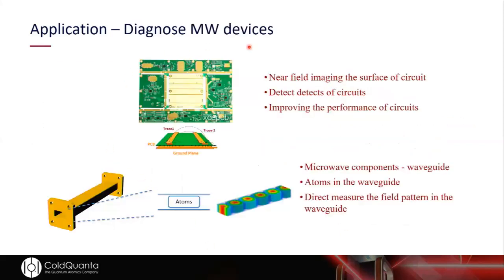Near field measurement is promising for many applications, for example, high frequency circuit design. One could measure the near field pattern of a high frequency circuit to see if there's any defect in the design or manufacturing process. Another example is that the atomic sensor could also be used to calibrate microwave components, for example, a waveguide like this. One could put atoms or vapor cells inside the waveguide and directly measure the field pattern to see if the waveguide meets the design requirement.